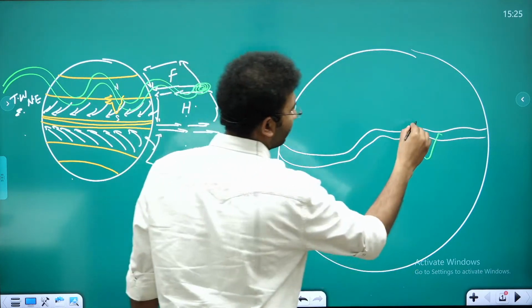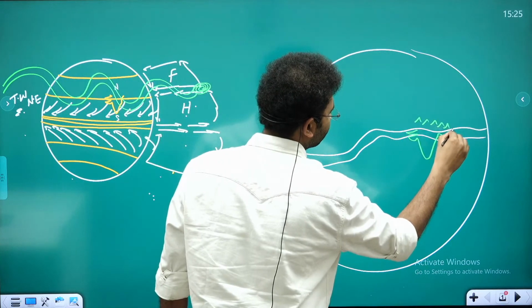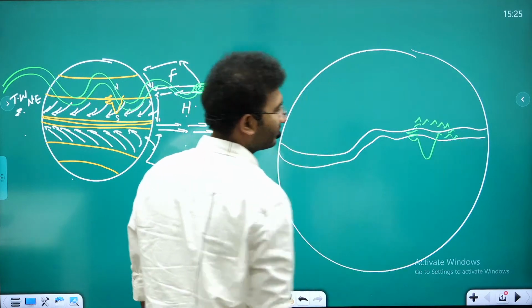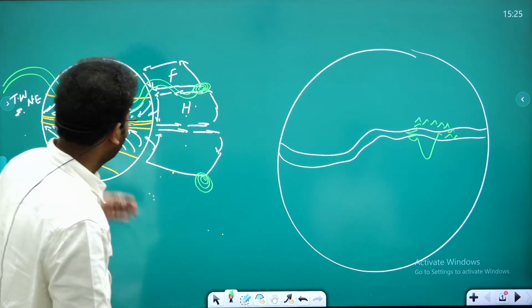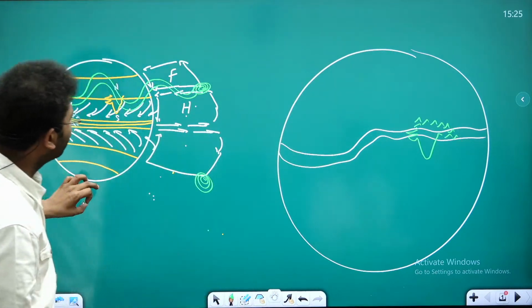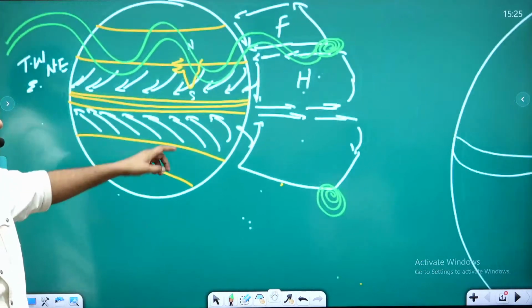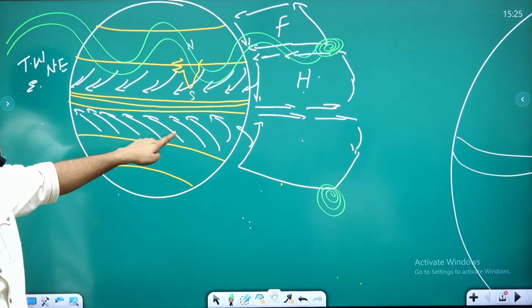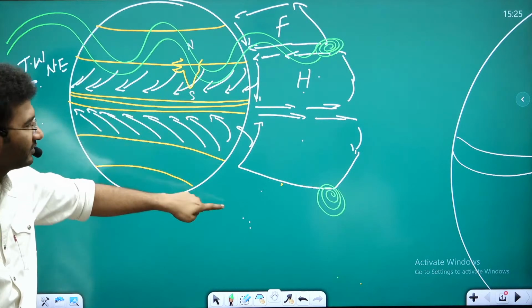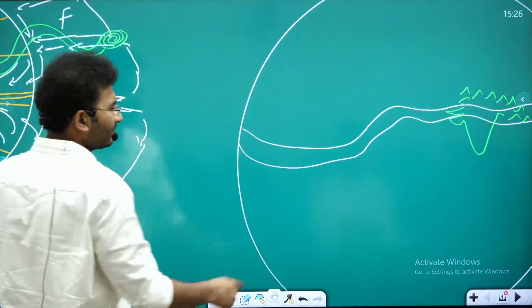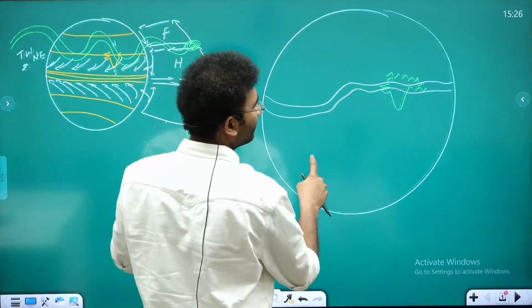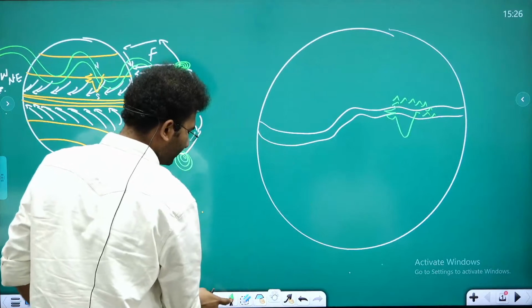Okay? And somewhere here, this is your Himalayas, right? This is our ITCZ zone. Now, south of the ITCZ zone, what kind of winds do you have? Easterlies. Here also, easterlies. But you know the concept of Coriolis force, right? What is the direction of the Coriolis force in the northern hemisphere?